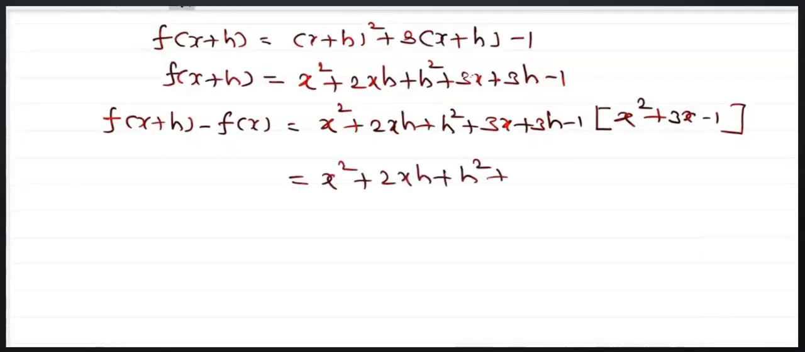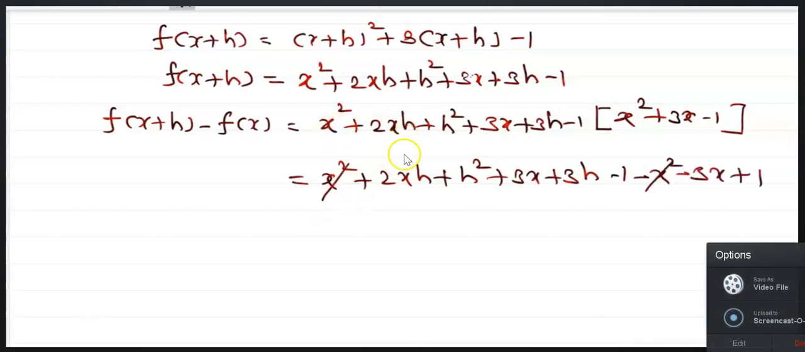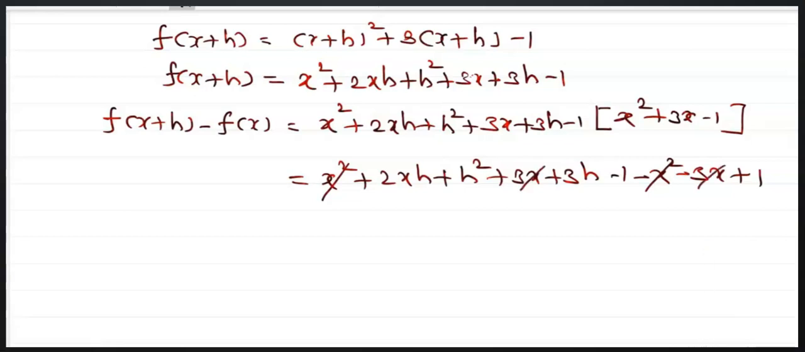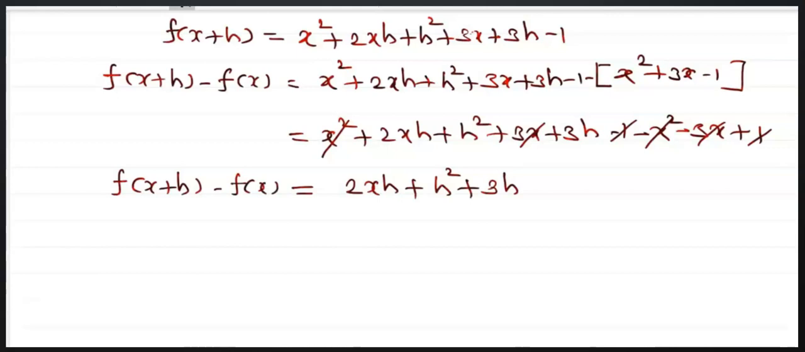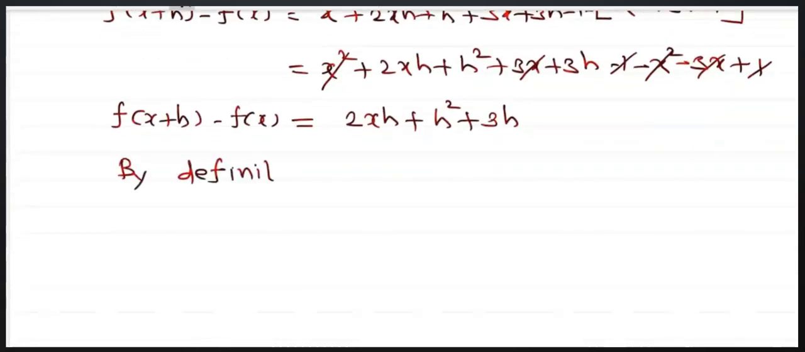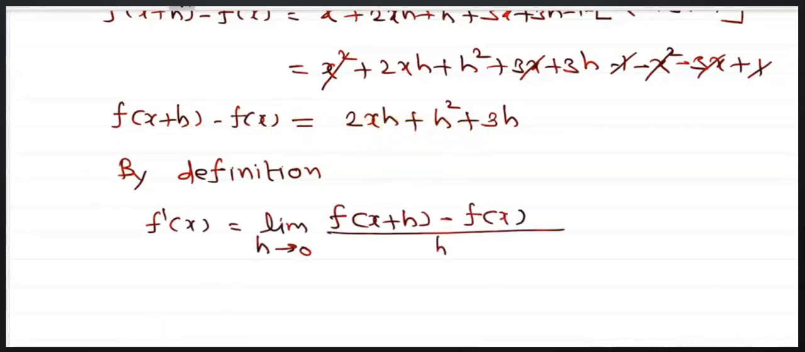Therefore, after simplification, x square plus 2xh plus h square plus 3x plus 3h minus 1 minus x square minus 3x plus 1. x square minus x square get cancelled, 3x minus 3x get cancelled, plus 1 minus 1 get cancelled. Then you will get 2xh plus h square plus 3h. Therefore, f of x plus h minus f of x is equals to 2xh plus h square plus 3h.